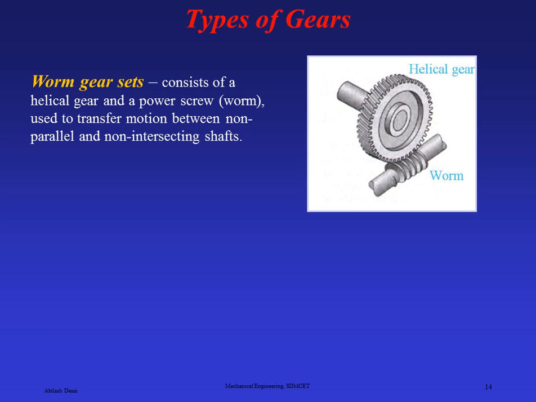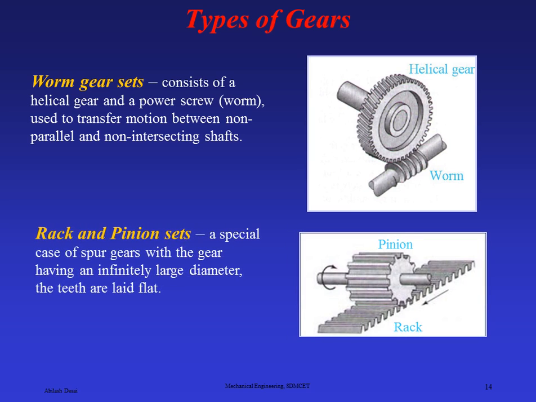Then we see the worm gear sets here. They consist of a helical gear and a power screw, used to transfer motion between non-parallel and non-intersecting shafts. So the worm gear is completely non-parallel and non-intersecting. You can see there. Rack and pinion sets are a special case of spur gears, with the gear having an infinitely large diameter and the teeth on a linear shaft.